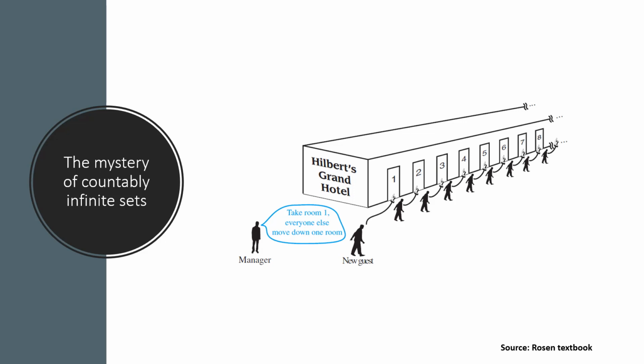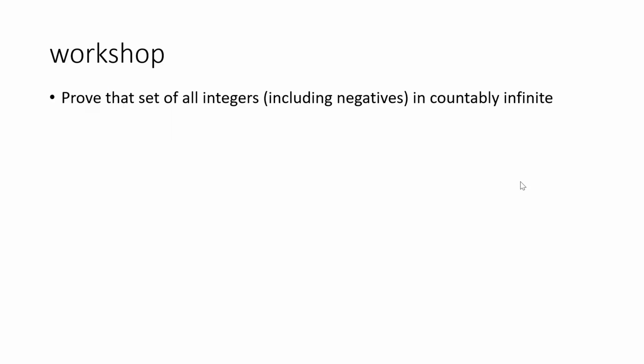However, we can always accommodate a new guest at the Grand Hotel, even when all rooms are already occupied, just by moving each guest one room away. Since there are infinitely many rooms here, there's always room for the new guest. The new guest goes into 1, the 1 goes into 2, and so on. So this shows the infiniteness, but the countable side, of the set of natural numbers.